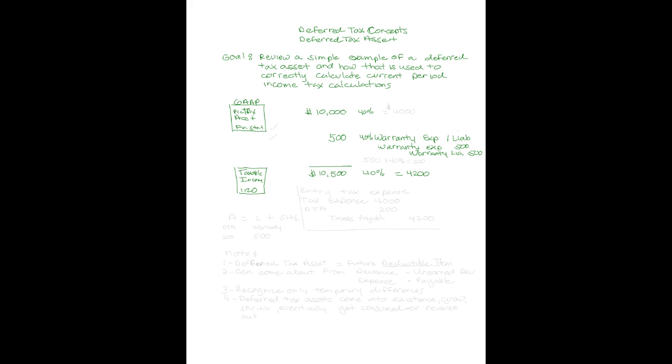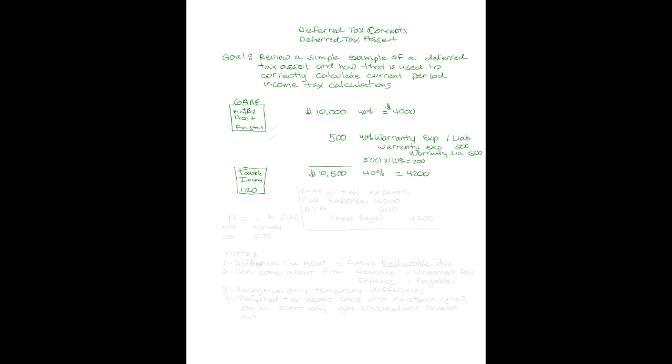$4,200. 40% of our warranty liability account is going to be $200. And 40% of our accounting income would be $4,000. Don't get used to that always tying like that. I'll show you some examples where it doesn't, with changes in rate and permanent differences later on.